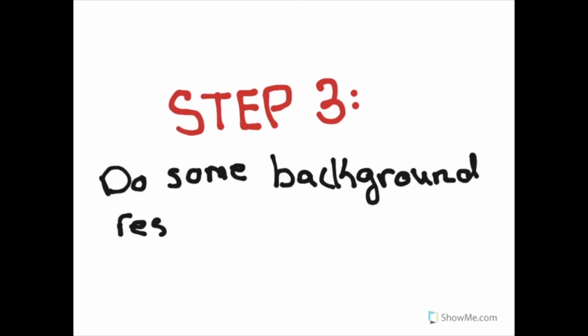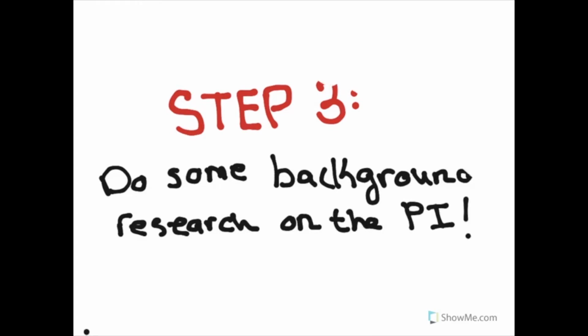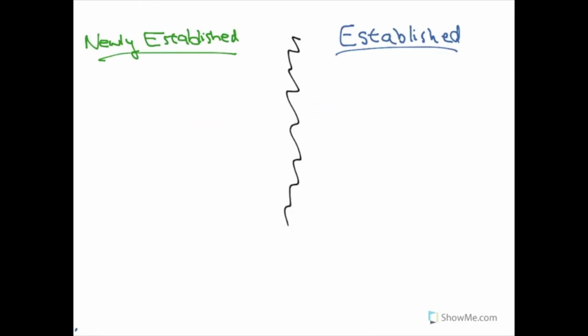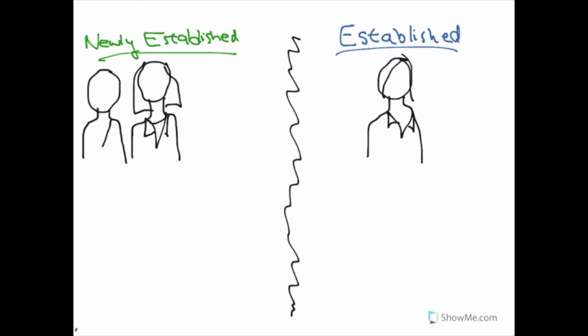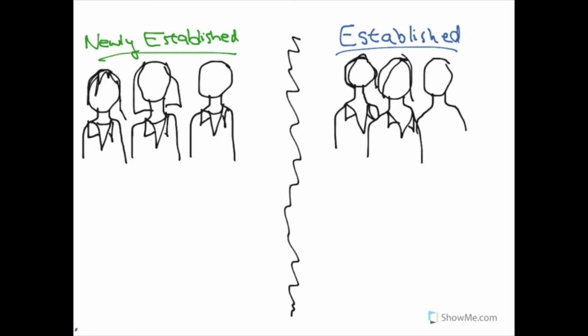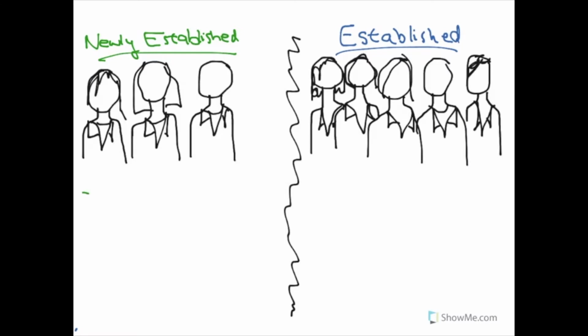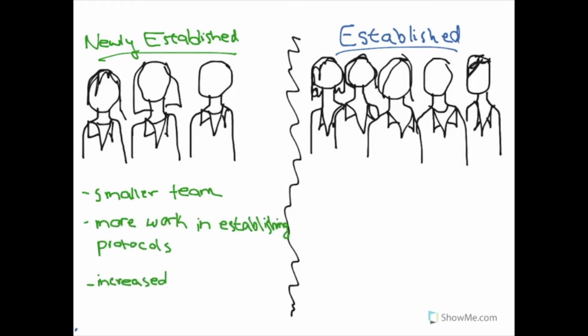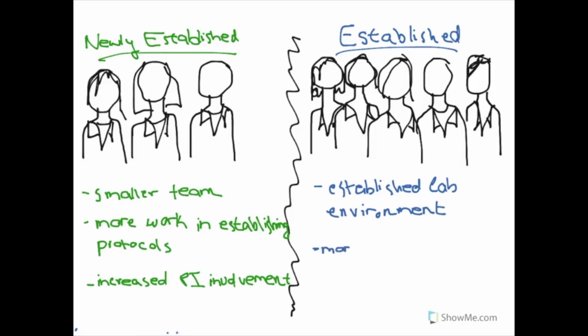Which brings me on to my third point. Do some background research on the PI. Find out whether they are a novel PI or are already an established researcher in their area. A PI that has recently opened up their own lab shall have a smaller team, which shall require more work from you, but shall provide a larger amount of supervision. A PI with a larger team would provide you with an already established lab environment, but might also mean that the PI won't be as involved in your project as they otherwise would.